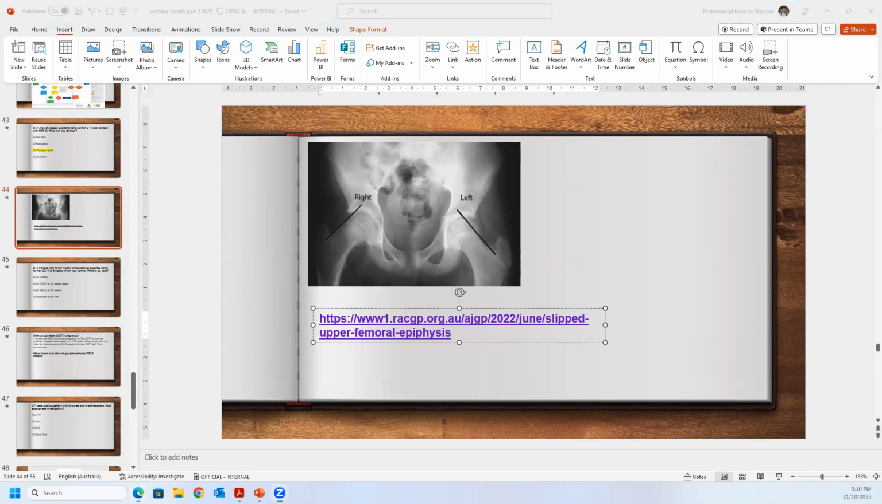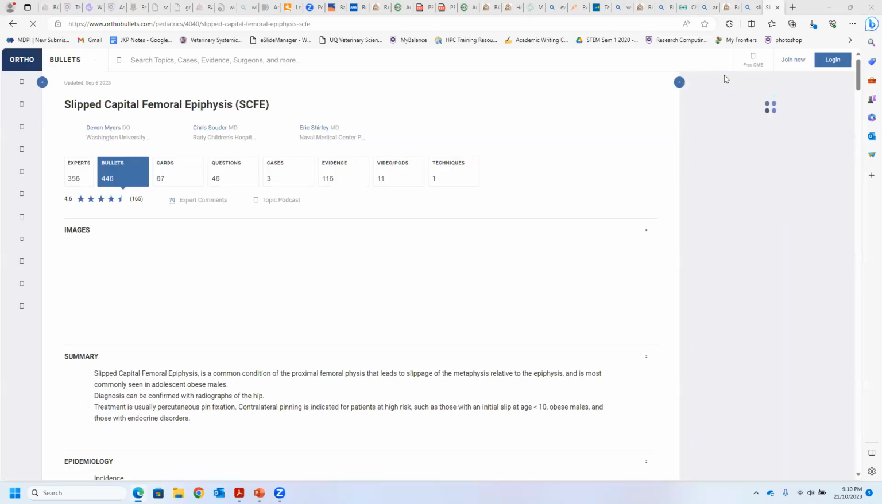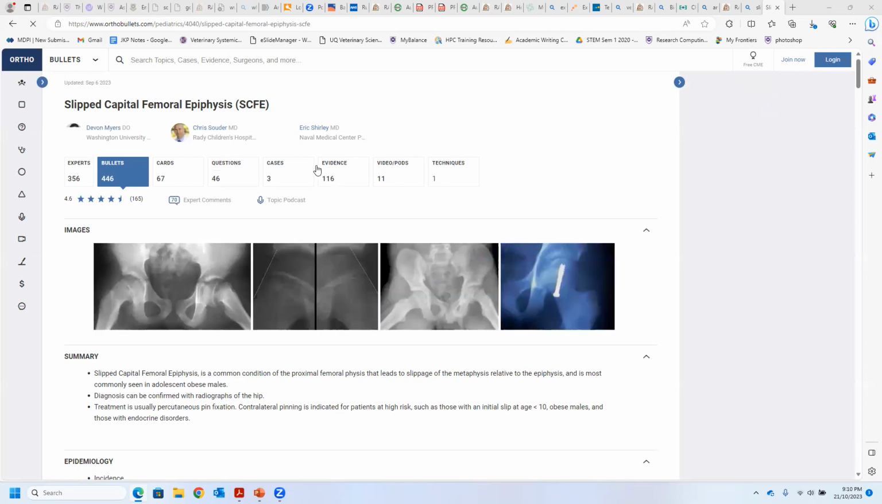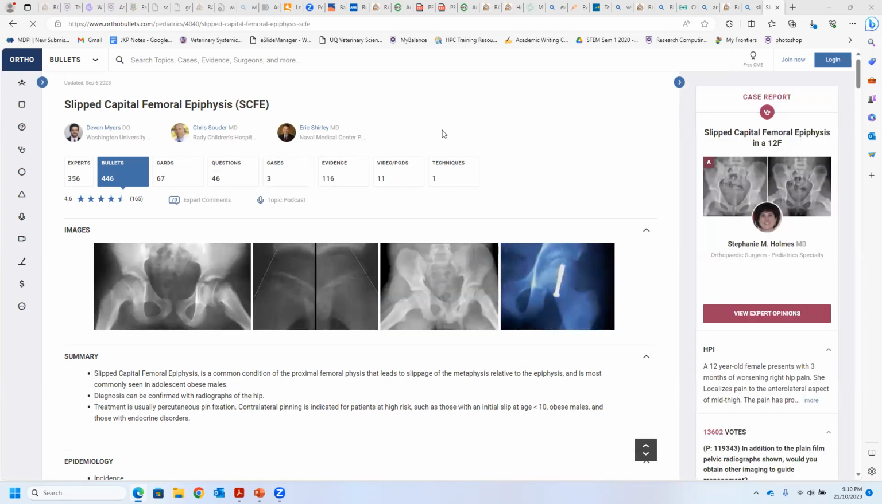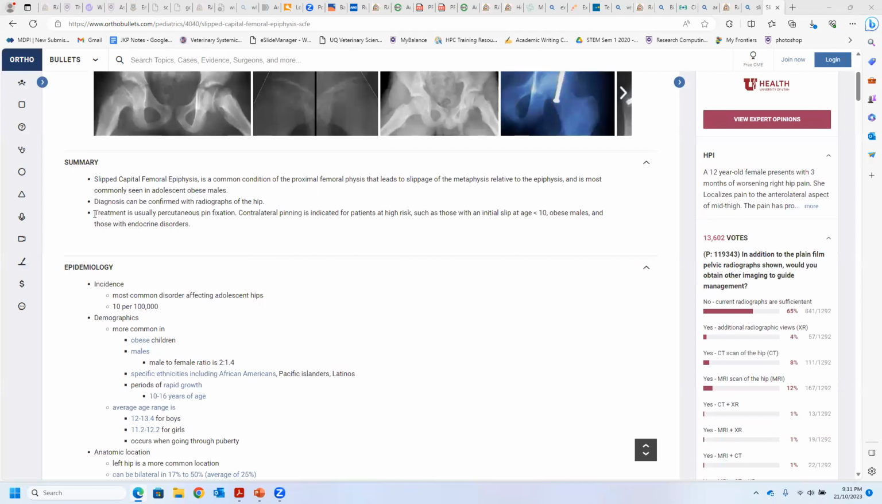Alright, look at this. Orthobullets, slipped capital femoral epiphysis. Yes, we need an urgent referral because if there is delay and the patient is not following offloading from the joint, it can cause permanent damage to the hip. So this is what it looks like, slipped capital femoral epiphysis, very common in children who are obese, tall boys, pubertal ones. Treatment is usually percutaneous pin fixation or contralateral pinning if indicated for patients at high risk.